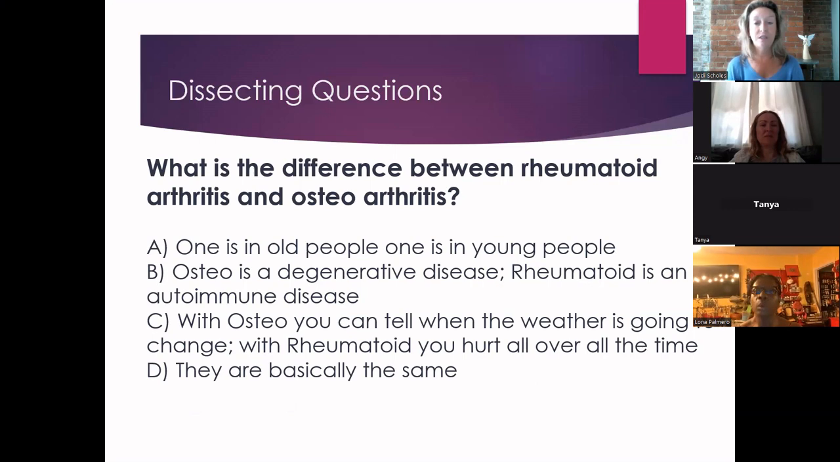What is the difference between rheumatoid arthritis and osteoarthritis? A, one is in old people, the other is in young people. B, osteo is a degenerative disease. Rheumatoid is an autoimmune disease. C, with osteoarthritis, you can tell when the weather's going to change, but with rheumatoid arthritis, you feel it all the time, all over. And D, they're basically the same, right?